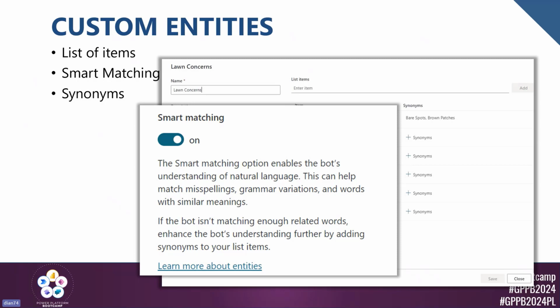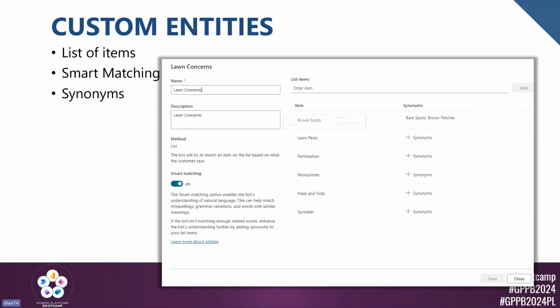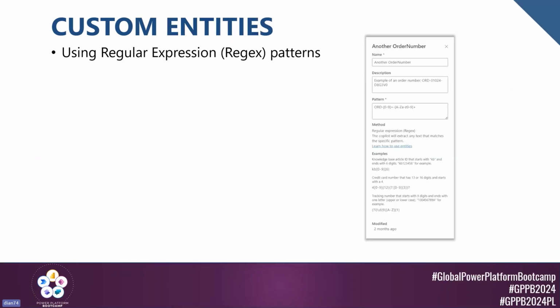And then, like I just said, we also have synonyms, and those allow us to expand that matching logic, right? Now, keep in mind that the smart match and the synonyms that you're seeing here work together to make your bot even smarter, right? So that's kind of what that is.